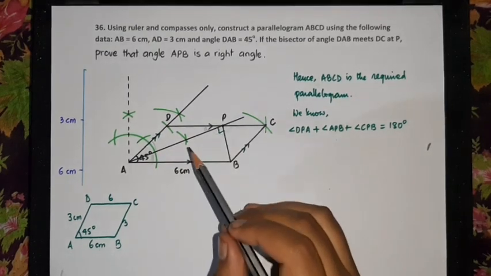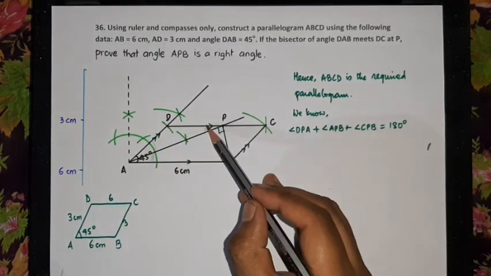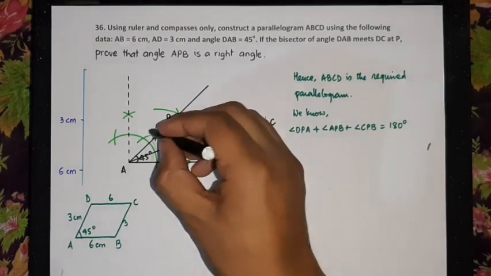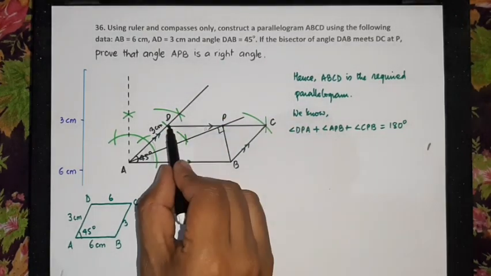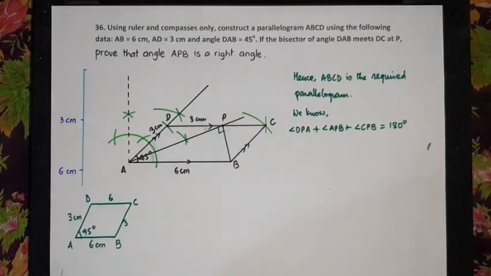Now in an isosceles triangle, we have one more case, that is these two sides will be equal, and we know that how much is AD? AD is 3 centimeters. So let me write 3 centimeter out here. We know that AD is 3 centimeter. So that's why we are going to have this also equals to 3 centimeter. Is that clear?